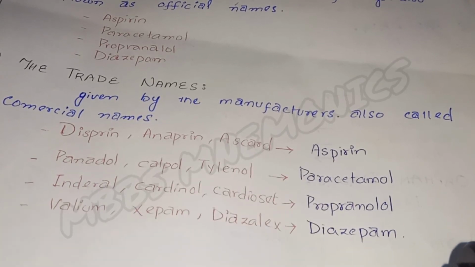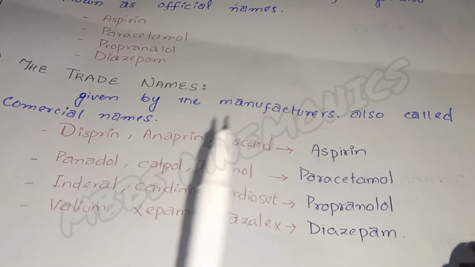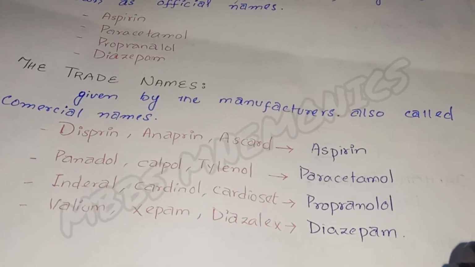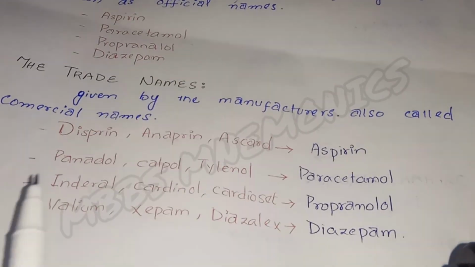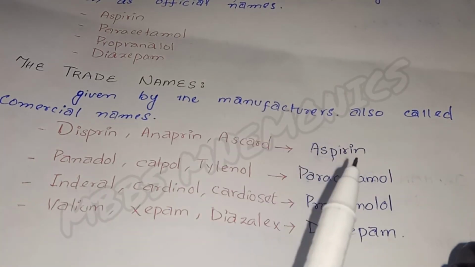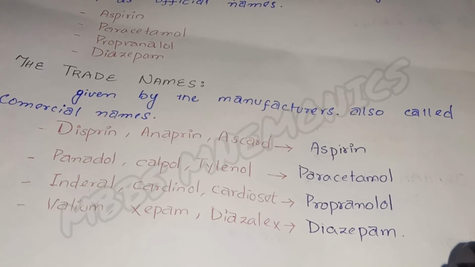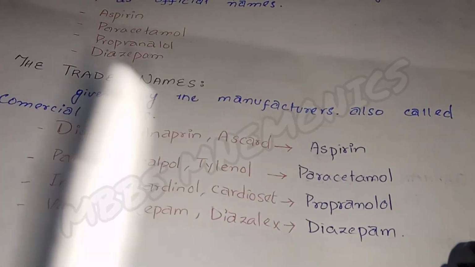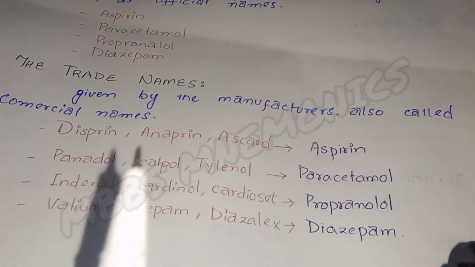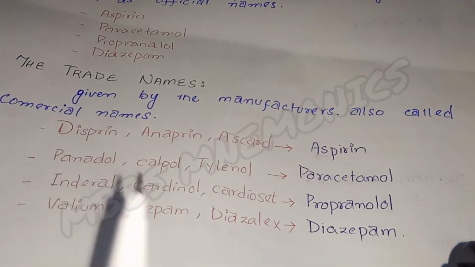So there are many other names. I've selected only these three names for each single generic name, so that you may know the actual difference between these three: the trade names, generic names, and the chemical names.